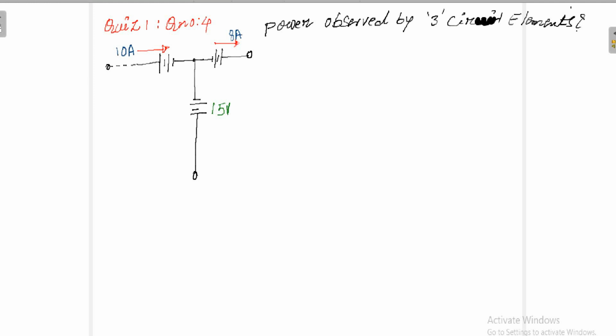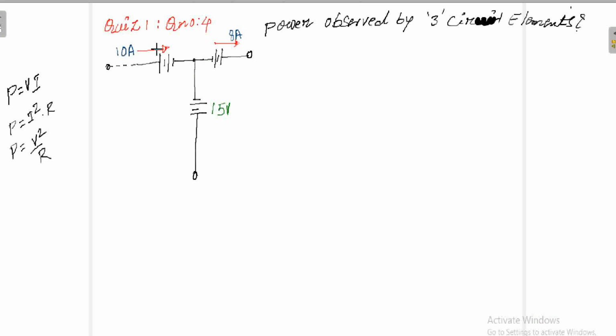Again, what is the power equation? The power equals V into I. The power equals I square into R. Power equals V square by R. We have to use any one of the three following equations. So this is very simple. Within 5 seconds you can do this problem. Power absorbed by the three circuit elements.